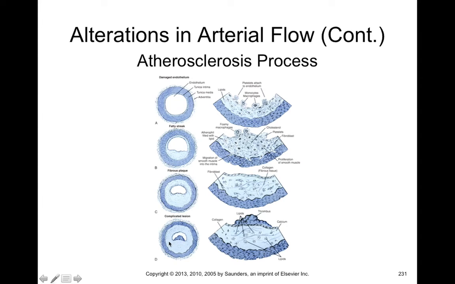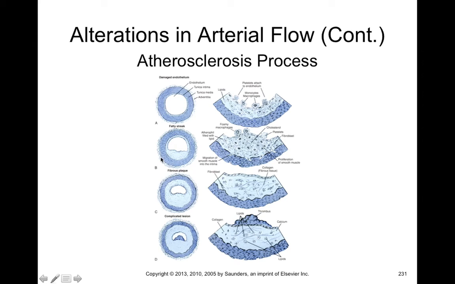But often what can happen is that due to the accumulation of plaque within this vessel wall, it can lead to a weakness of the endothelium, which can make the vessel wall more prone to rupturing or tearing, which can lead to thrombus formation, like a blood clot. And that blood clot can lead to partial or total occlusion of the vessel.